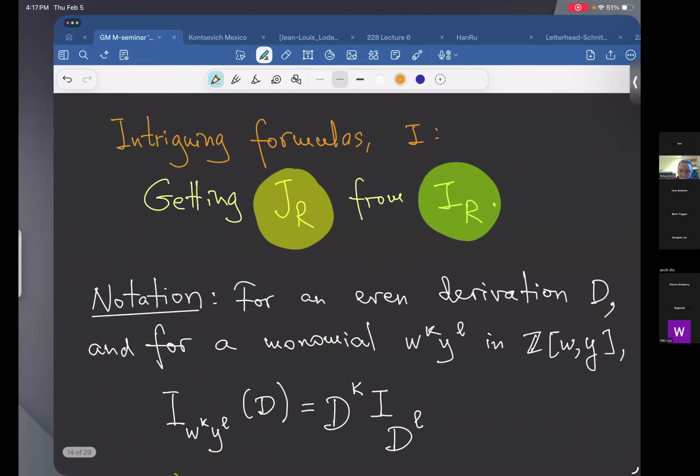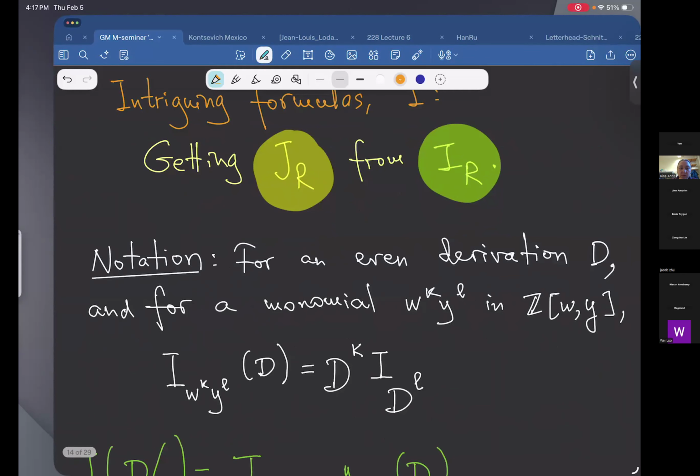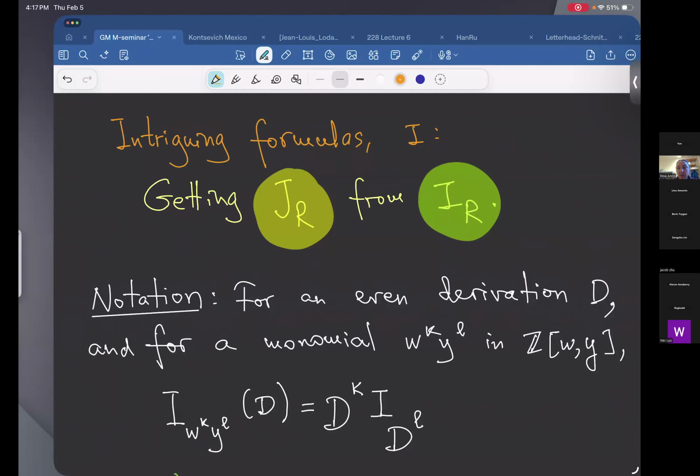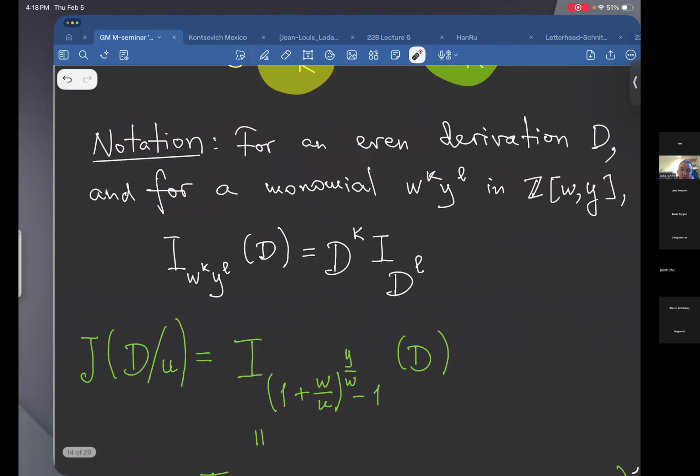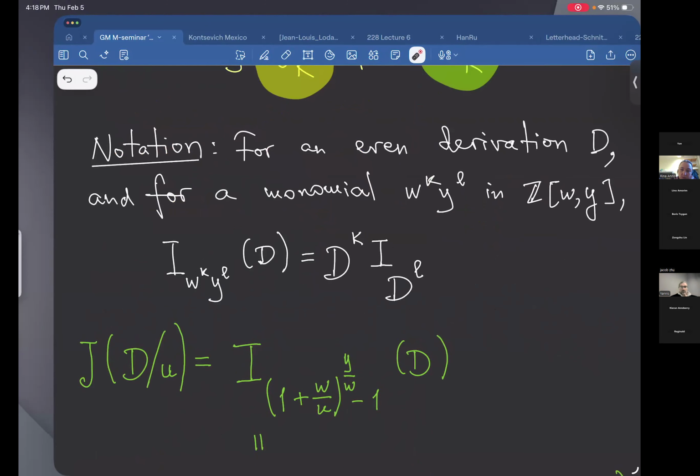So, as I said, to do the Gauss-Manin argument or construction, I need this yellow system of operators, and R is the same as D, an even derivation. Now, I have constructed and explained how to pass from those to those. And here is the first intriguing thing for me. The explicit construction is this.